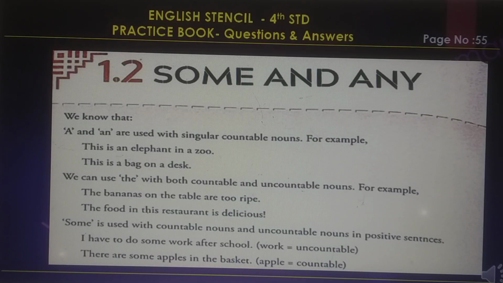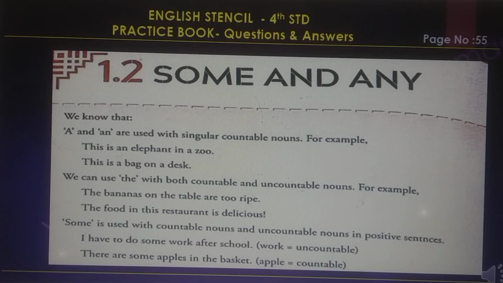In some and any, we know that a or an is used with a singular countable noun. For example, this is an elephant in the zoo. This is a bag on a desk. We can use the with both countable and uncountable nouns. For example, the bananas on the table are too ripe. The food in this restaurant is delicious.